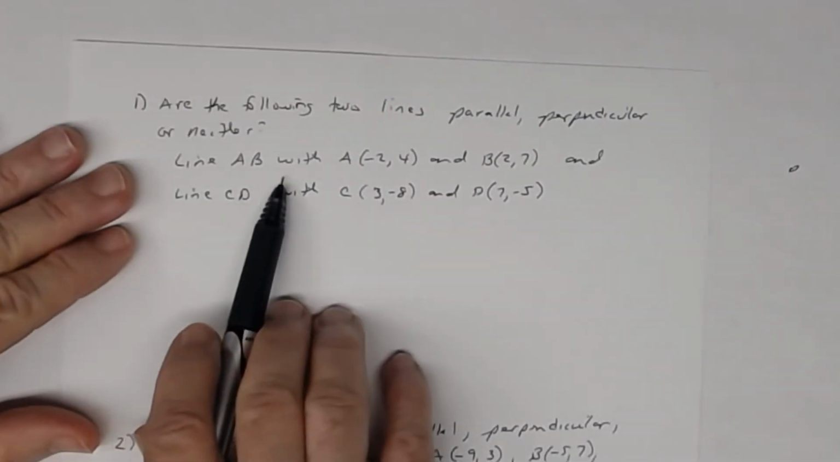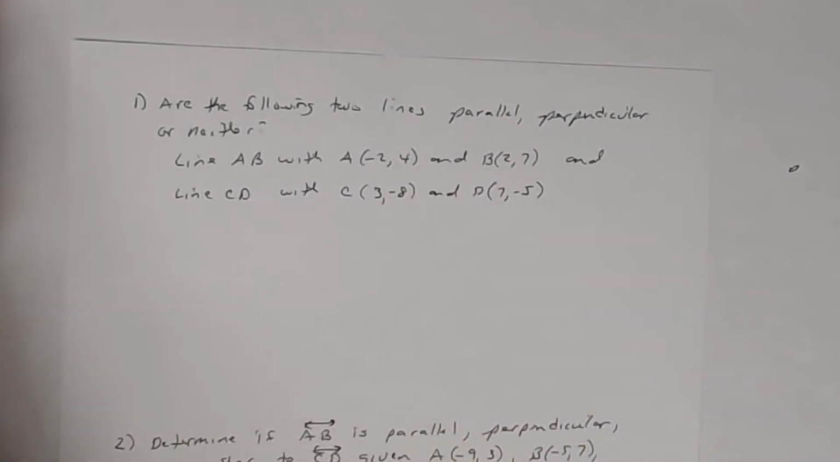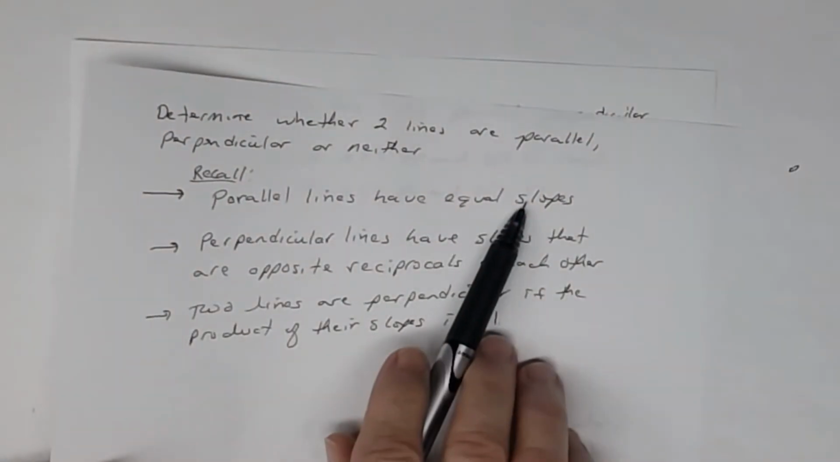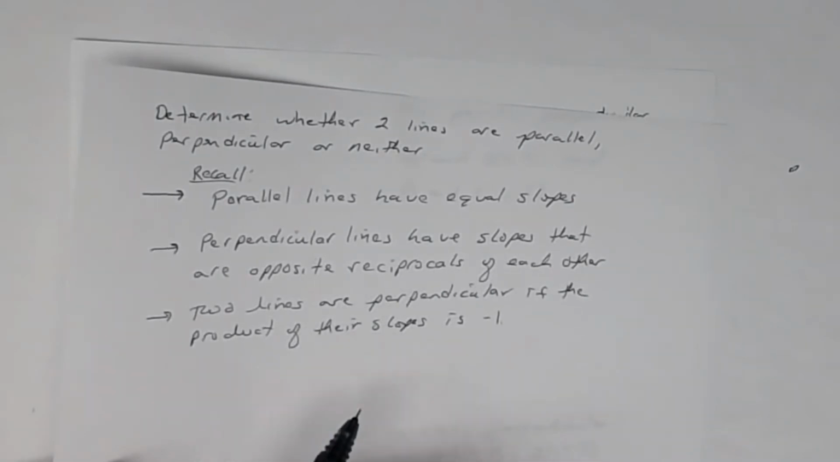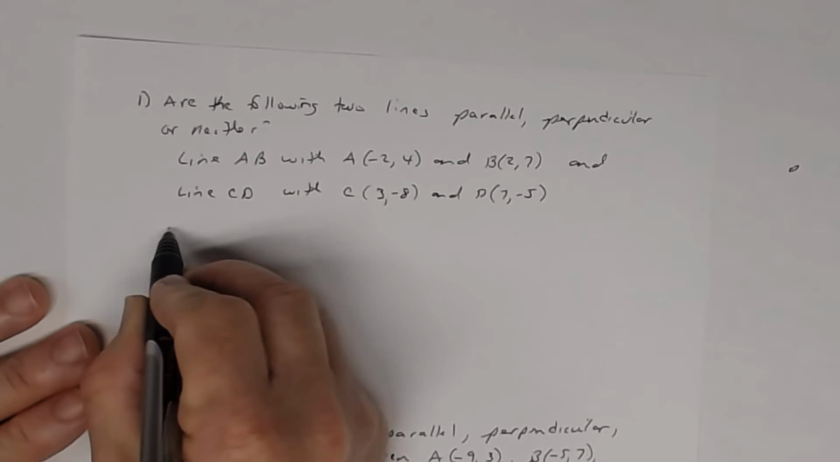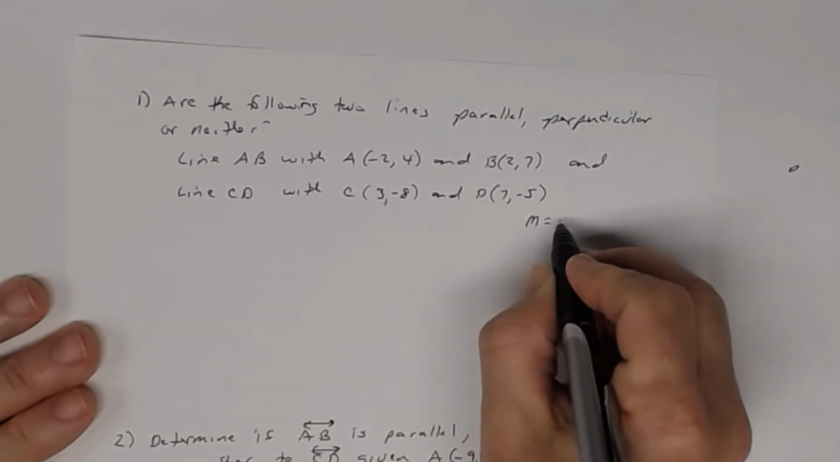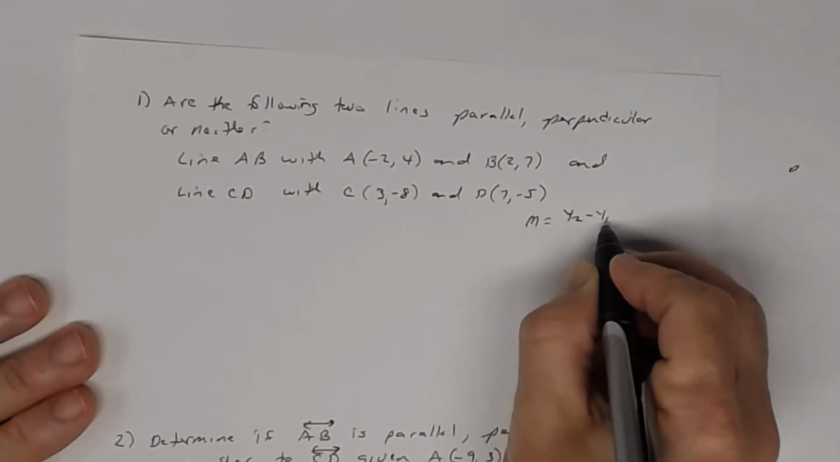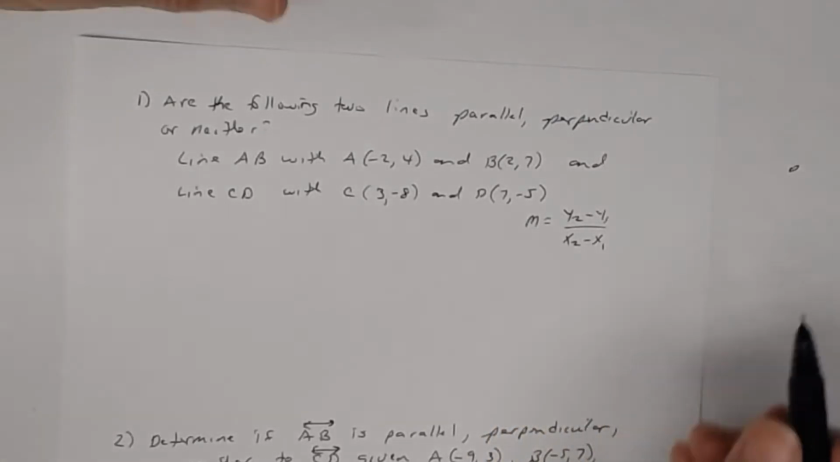So here's the work. If you want to determine whether those two lines are parallel, perpendicular, or neither, you're going to have to find the slope, right? Parallel lines have the same slope. Perpendicular lines have slopes that are opposite reciprocals of each other. So let's find the slope. And by the way, you can use the slope formula. The slope formula is y2 minus y1 divided by x2 minus x1. That's what we're going to use.